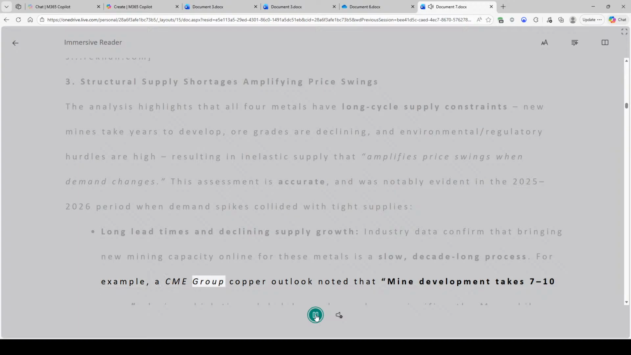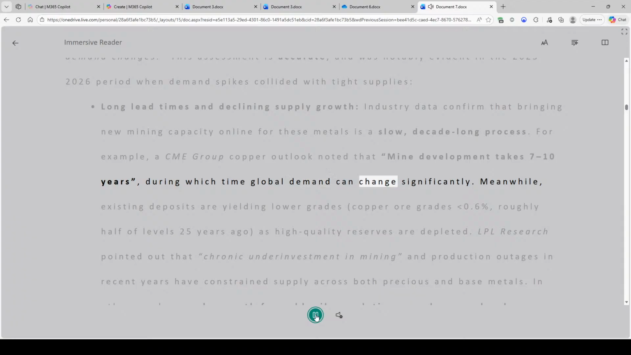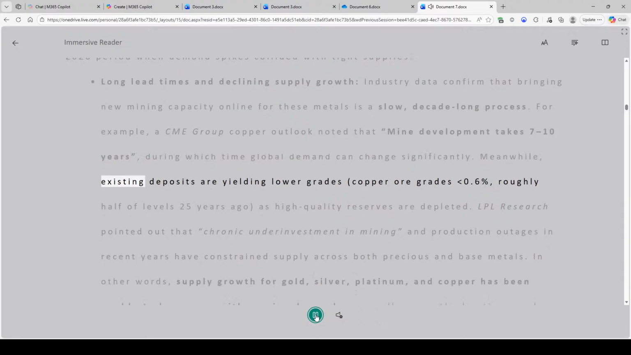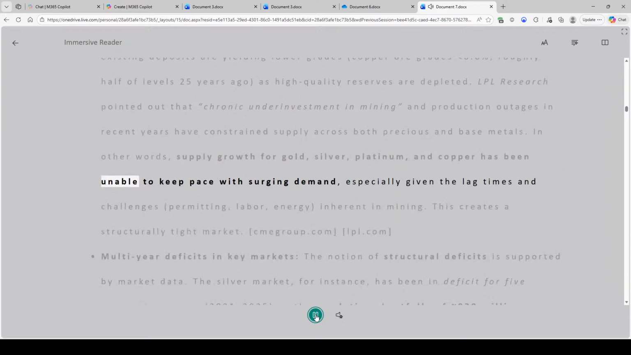For example, a CME Group copper outlook noted that mine development takes 7 to 10 years, during which time global demand can change significantly. Meanwhile, existing deposits are yielding lower grades, with copper ore grades less than 0.6%, roughly half of levels 25 years ago, as high-quality reserves are depleted. LPL research pointed out that chronic underinvestment in mining and production outages in recent years have constrained supply across both precious and base metals. In other words, supply growth for gold, silver, platinum, and copper has been unable to keep pace with surging demand, especially given the lag times and challenges, permitting, labor, energy, inherent in mining. This creates a structurally tight market.